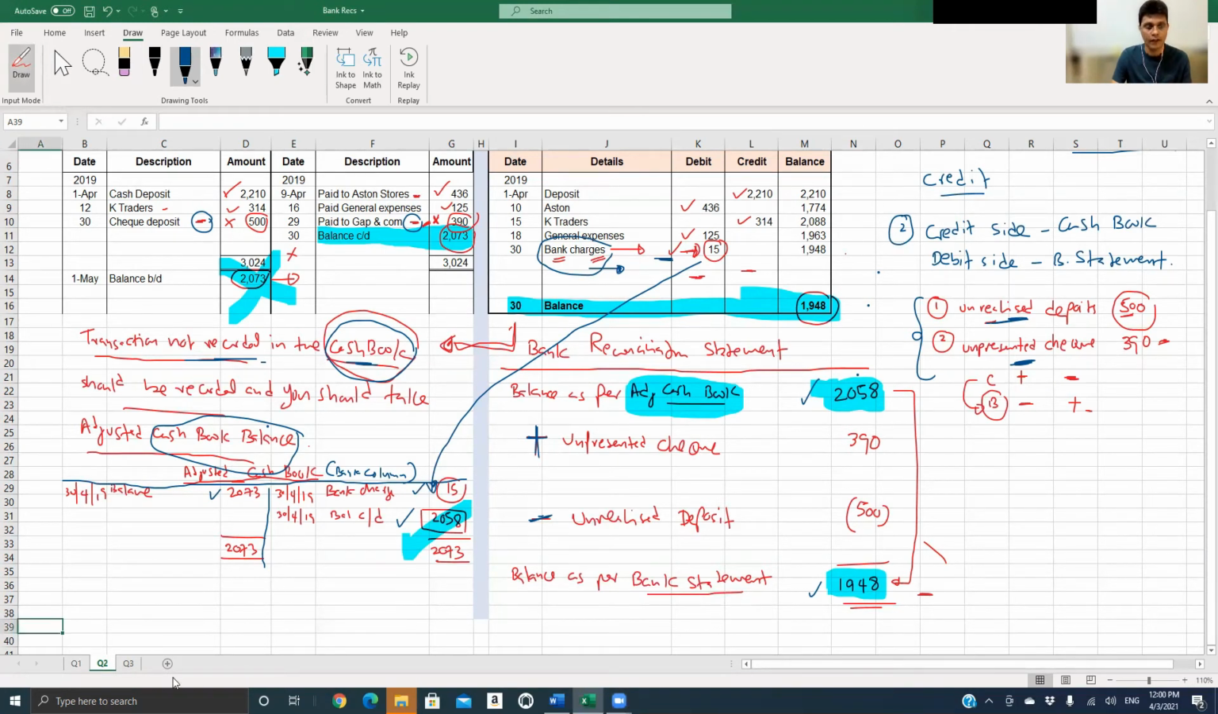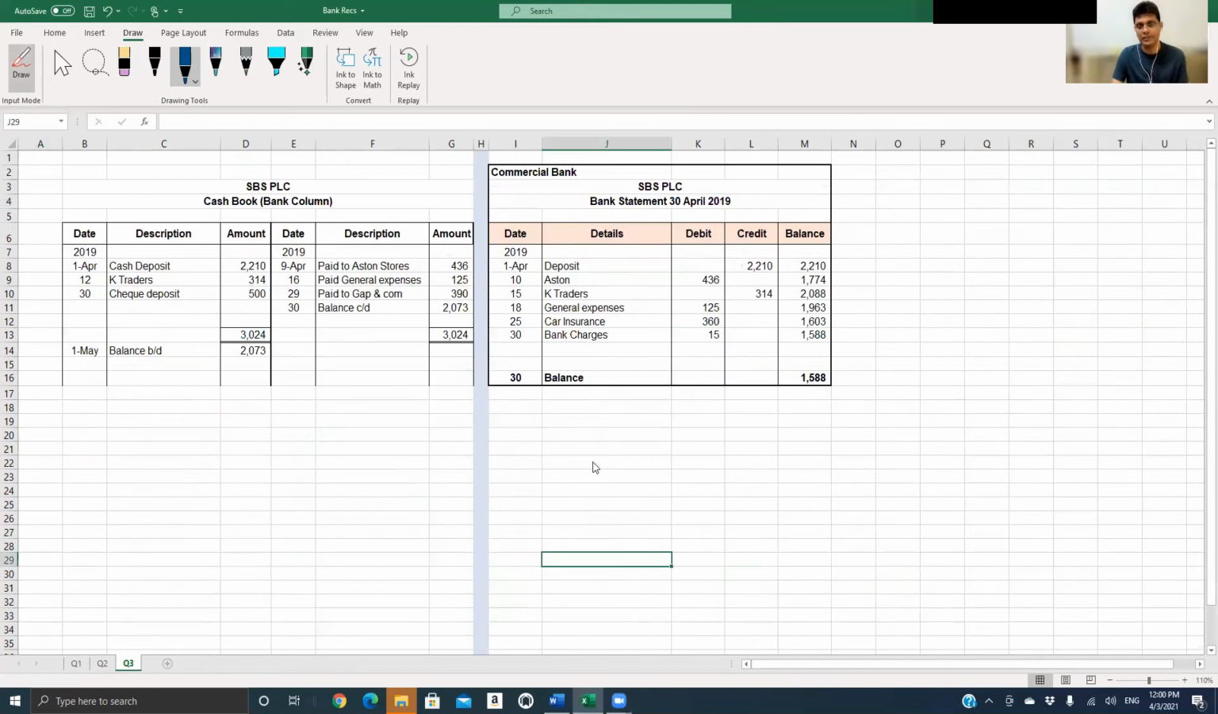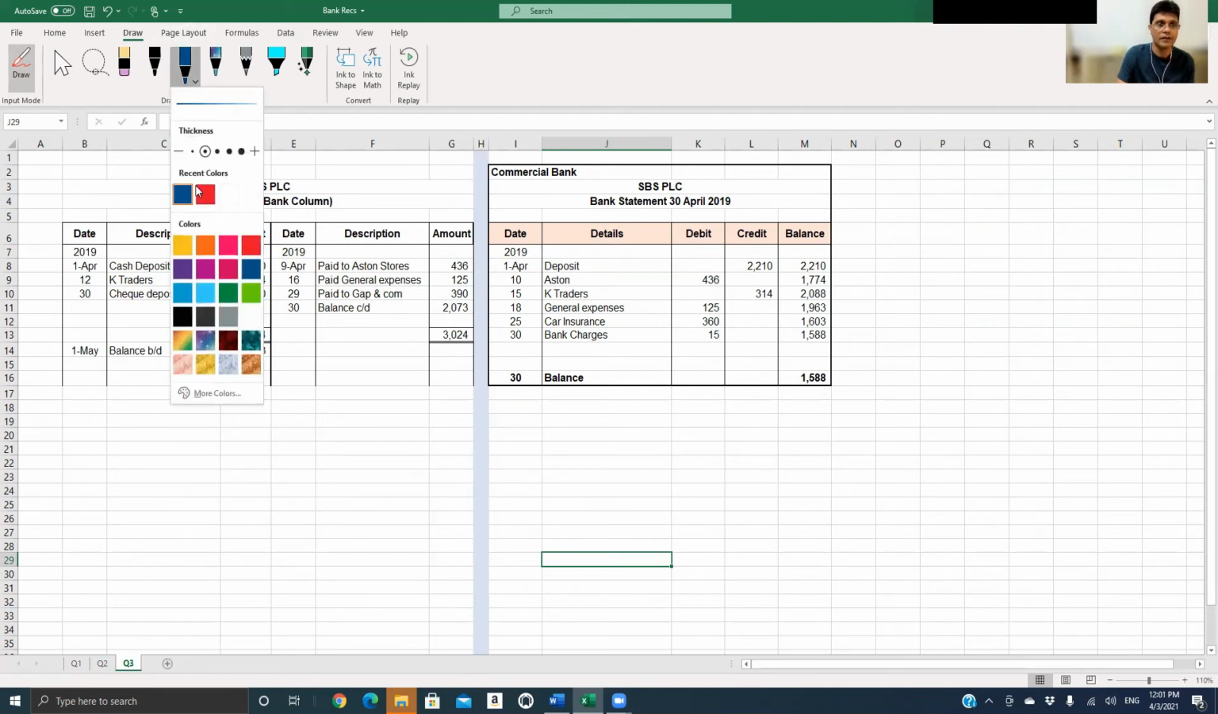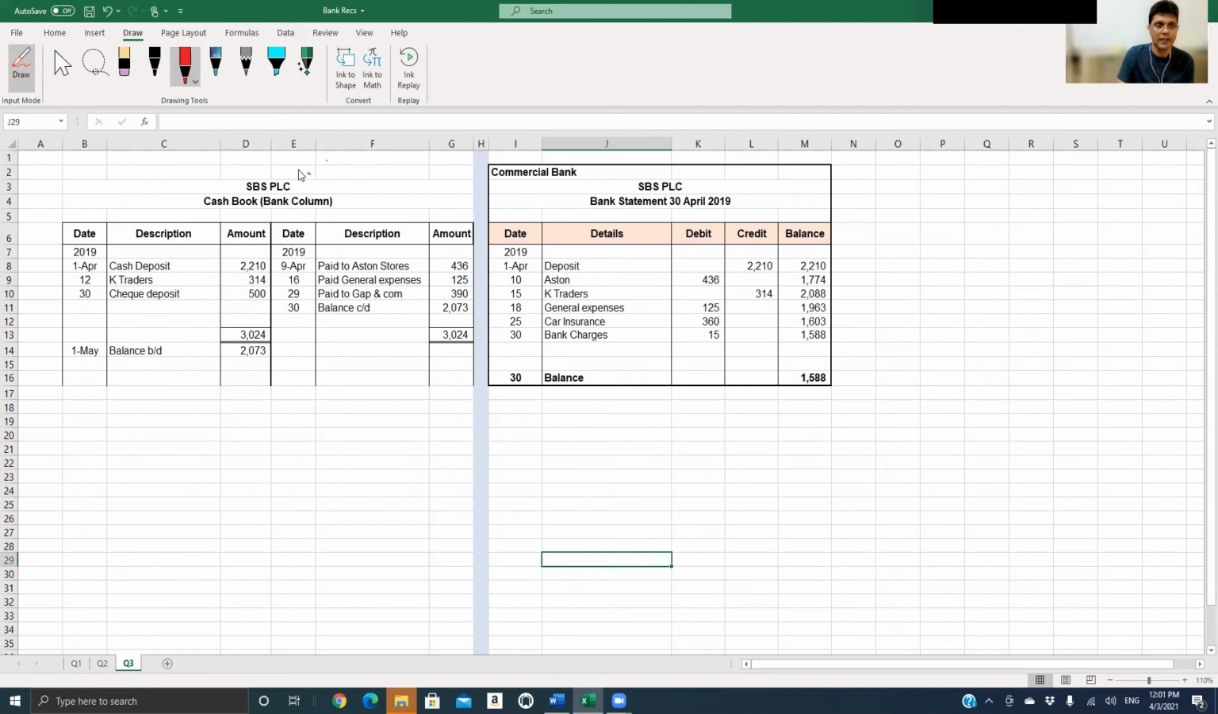Now we'll move on to the last question. The same thing, there's no difference. You are given the cash book bank column and the bank statement. So what do we need to do? Can you identify the differences? I think Bashini left. Puta, you can identify the differences. Just tell me one by one.